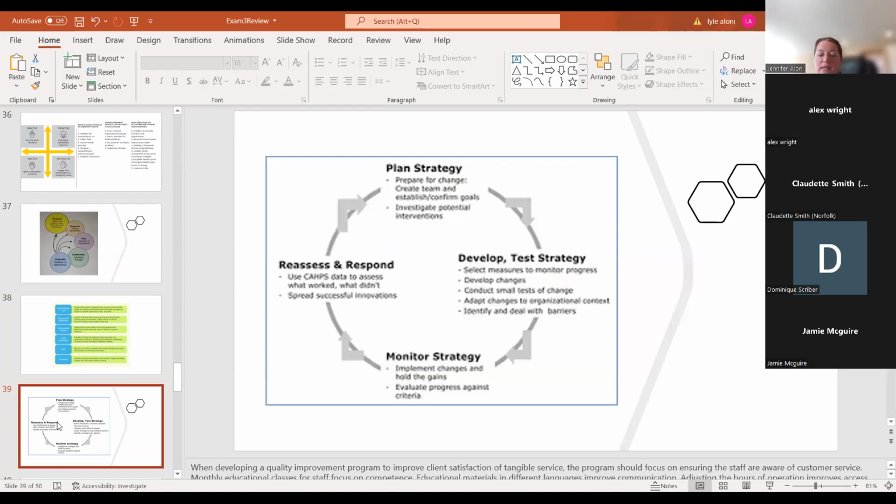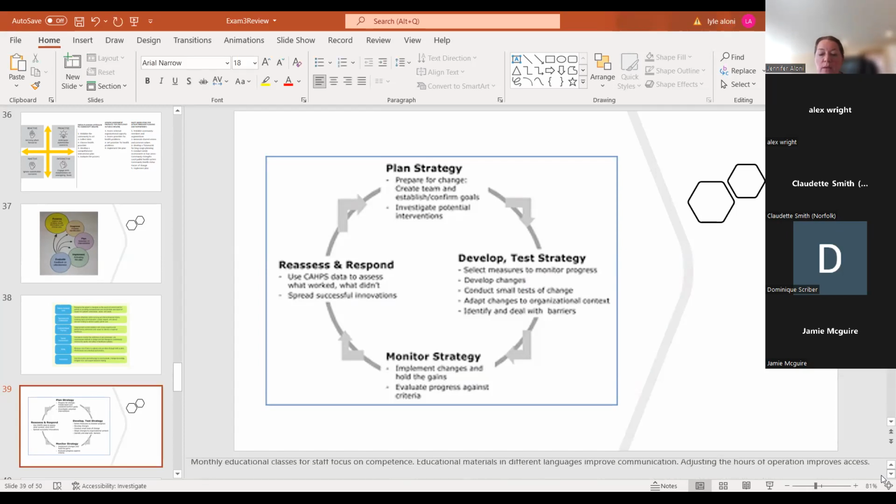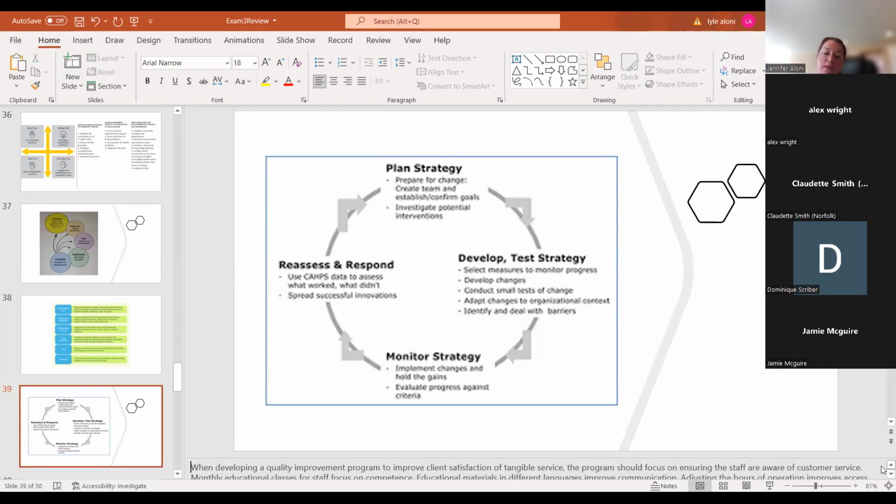All right, we look at ways to help with these quality improvement programs. We're going to improve client satisfaction. We're going to focus on staff to make sure they know how to treat the patients, you know, customer service. Education in different languages is always helpful for these type of things. Adjusting hours of operation helps more people come to these kind of quality improvement programs or participate in them.